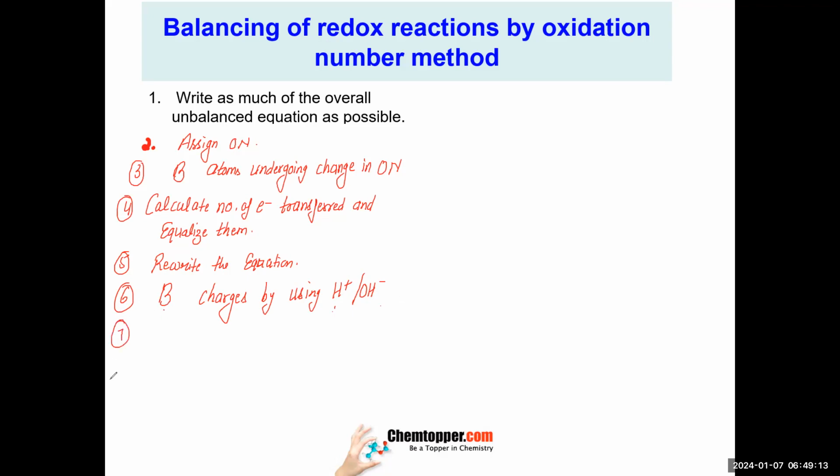Rule number 7, balance hydrogen by adding water. So these rules are different from the half reaction method. Rule number 8, check oxygens. If oxygens are equal, then it means you have not done any error.